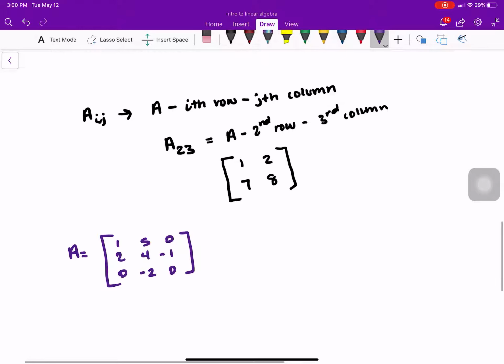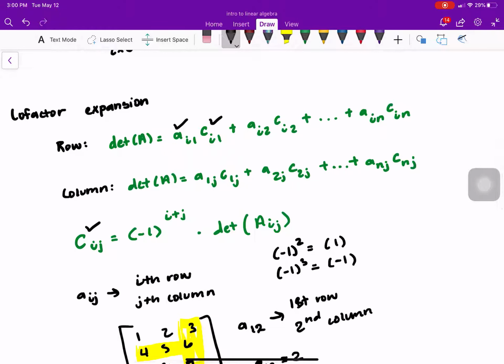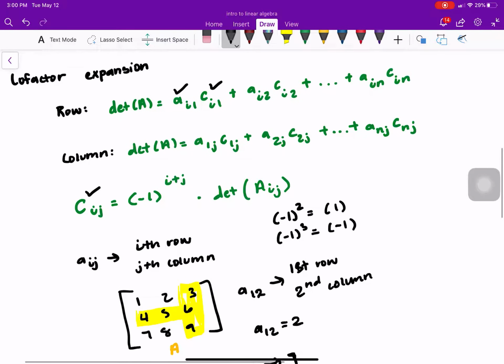Now, for the purposes of this video, you can either do the third row or you can even do the third column. For this video, we're going to do the third row. So remember, how do you do cofactor expansion by column?